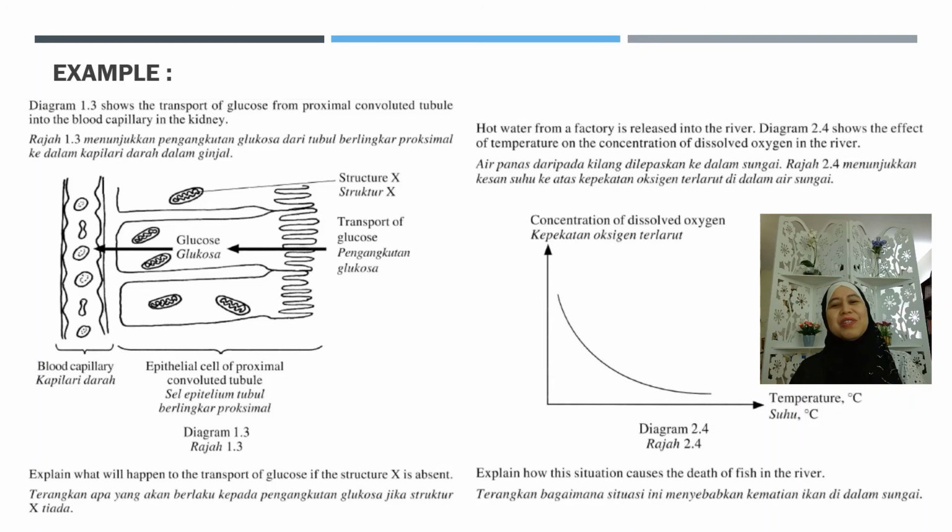The second question: hot water from a factory is released into the river. Diagram 2.4 shows the effect of temperature on the concentration of dissolved oxygen in the river. Question: explain how this situation causes the death of fish in the river. This is the application from the POT and also about the denaturation of enzymes and the respiration of the fish. You can try to answer these questions with your teacher, or you may also drop your questions down there. I can check for you.